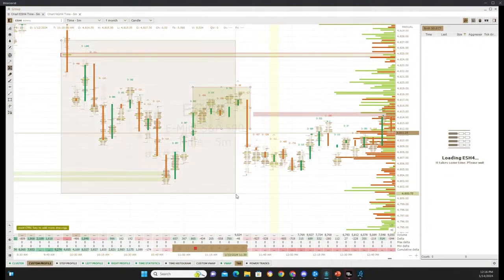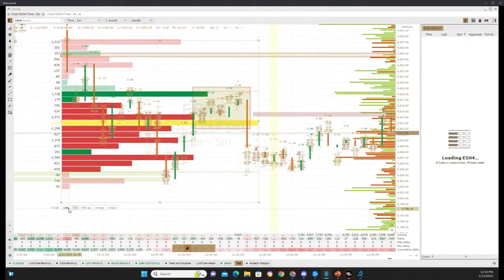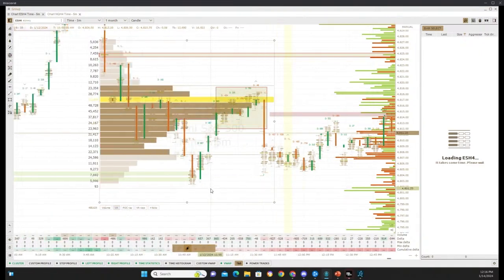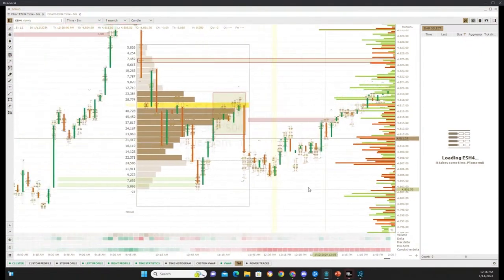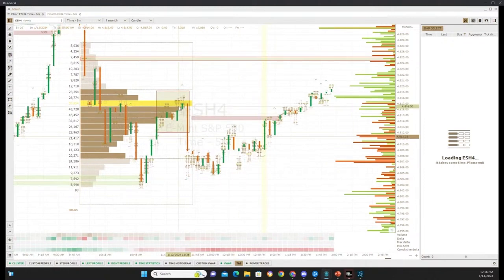So now, let's say I draw this here, and I'm just going to change this to volume. If you can come back to this POC, I might take this short, and I'm aware of this imbalance here. And if they absorb this, then this short's not going to work. Yeah, and that would be fair, at least for me, right?